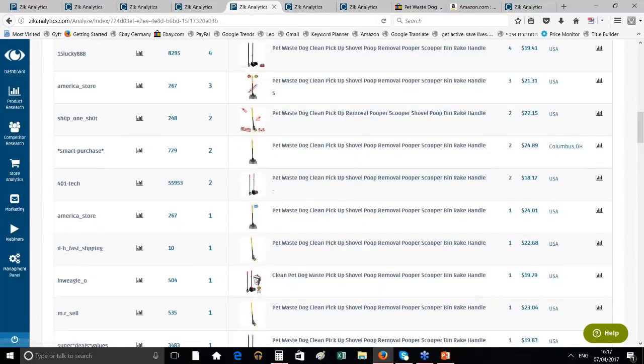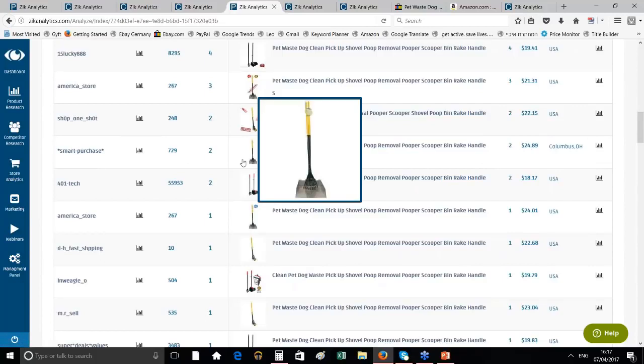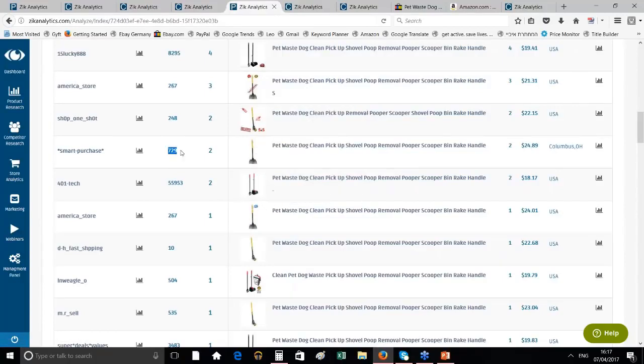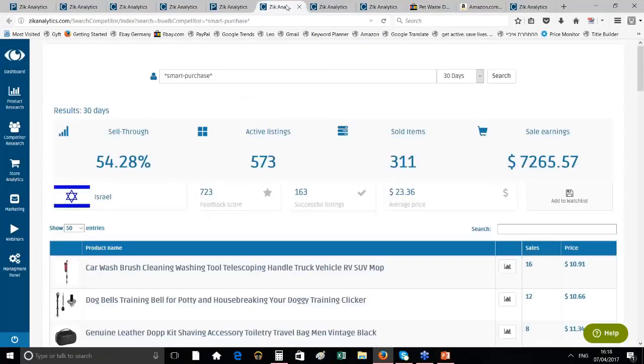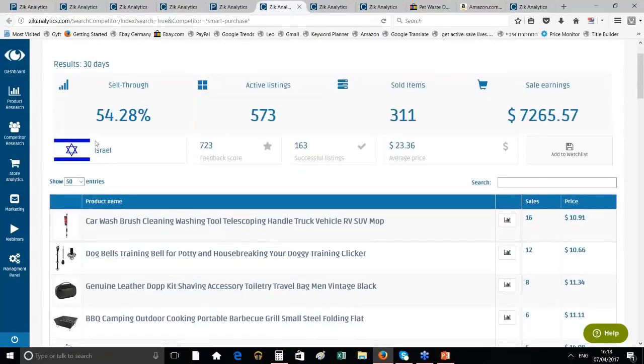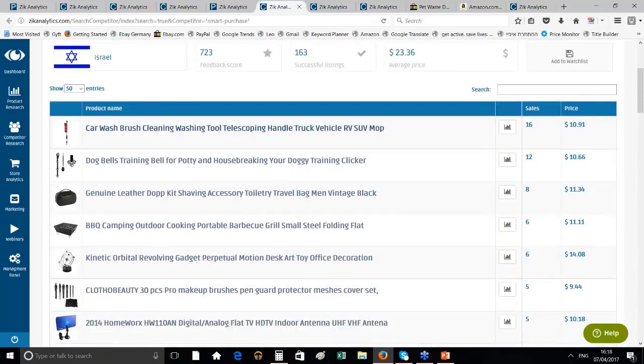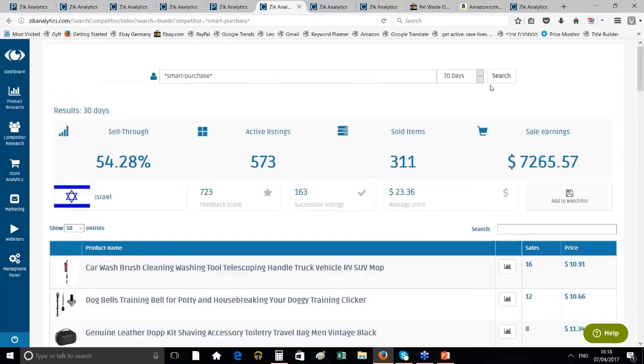We have Smart Purchase. Look, $24. Sell this one. The other guy sold for 22, and he has just 729. So I also click here. And now I got 3 interesting sellers. Here we can see a guy from Israel. We can see that this guy sold many items. We changed to 7 days, remember?